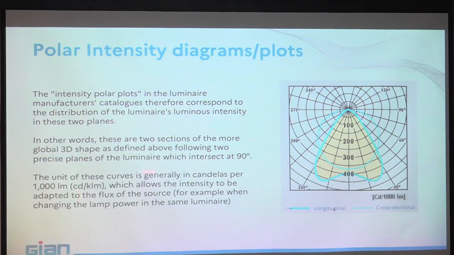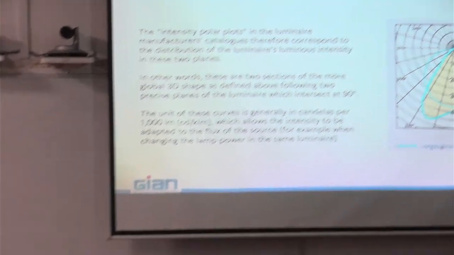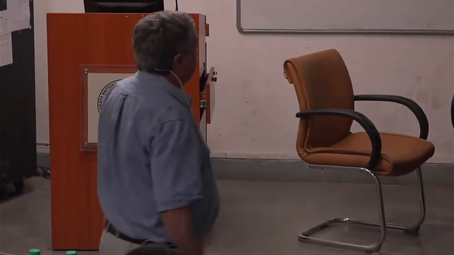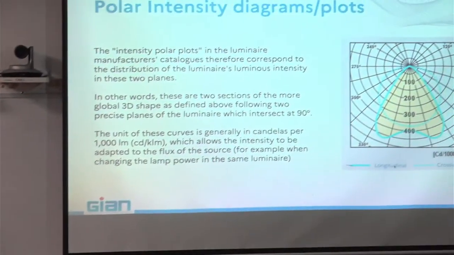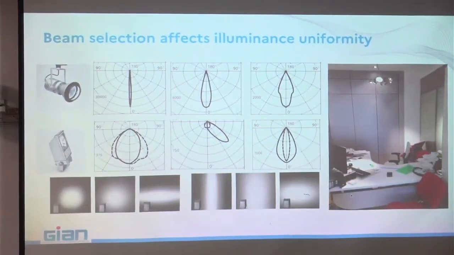And this is given, be careful, this one is given in candelas, but sometimes can be given in candelas per kilolumen. If your fixture gets out 1,000 lumens, it is okay. If you have 10,000 lumens, you have to multiply by 10. And if you have 500 lumens, you have to divide by 2. Okay. You have to read very carefully. If you use these plots manually, you have to read very carefully what is written for those plots.